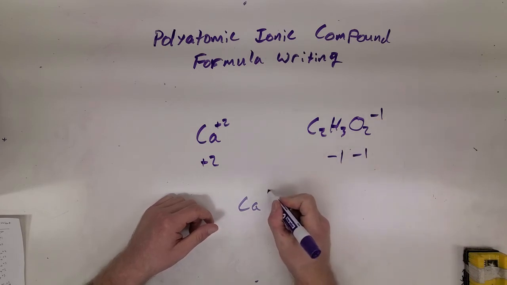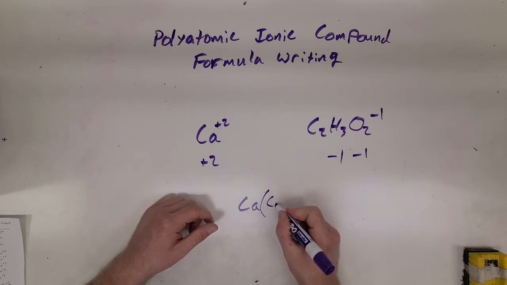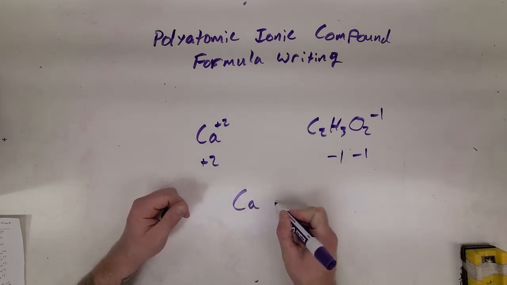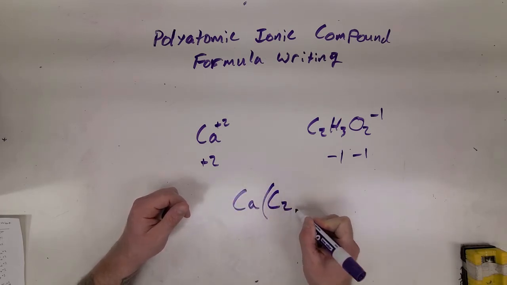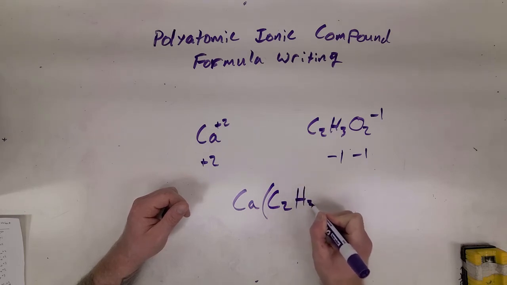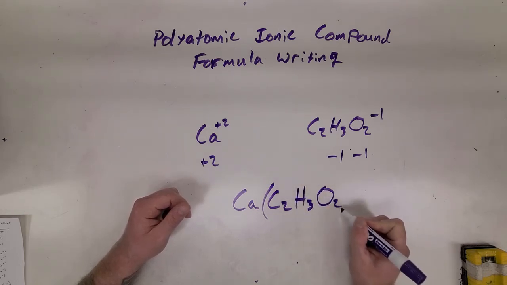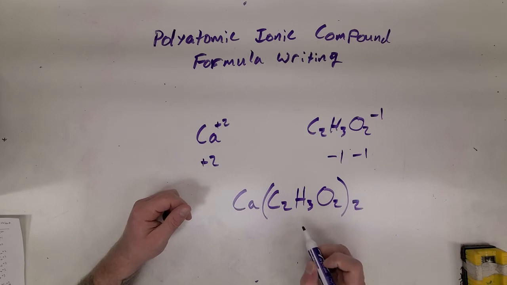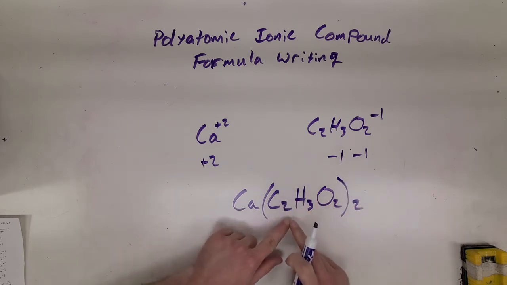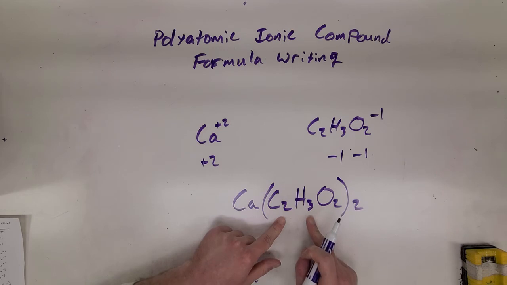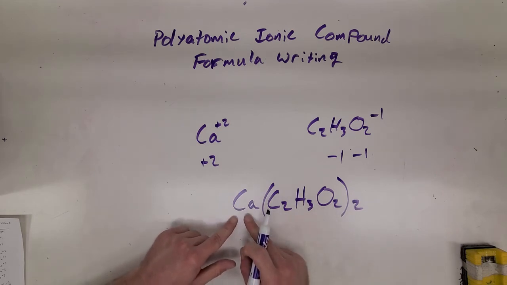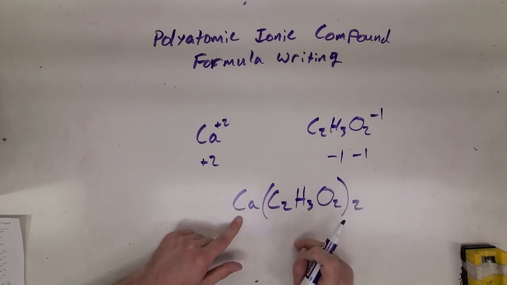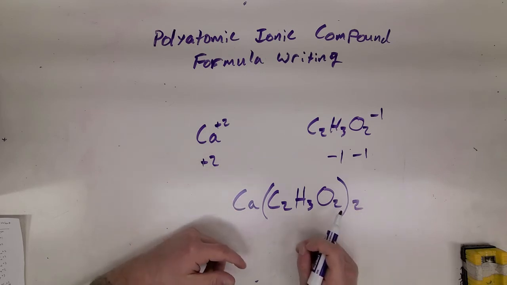And to show that we have multiples of everything in here, we're going to put this whole thing in parentheses. Let me write this bigger really quick. Parentheses, C2, H3, O2, 2. Now we write it this way to show that everything in here is one entity. It's 1 ion here that's combining with calcium, and there are 2 of this type of ion that are bonding with this calcium. That's how we write the formula. That's why we include the parentheses.